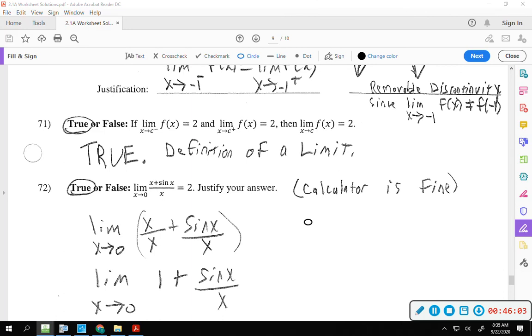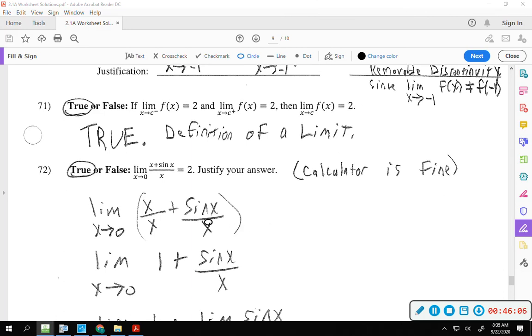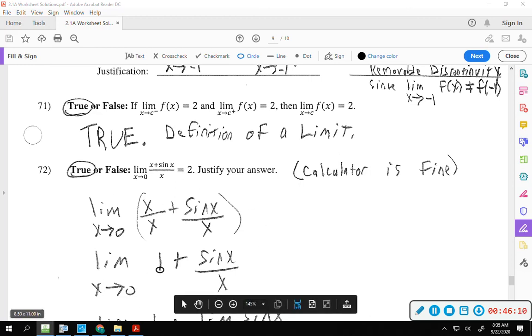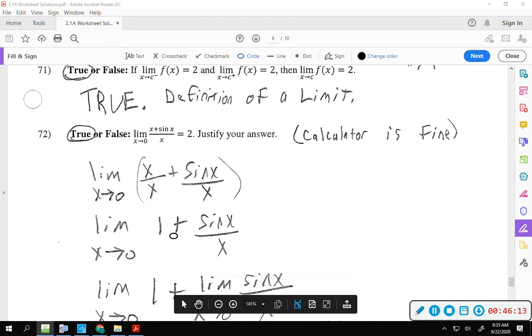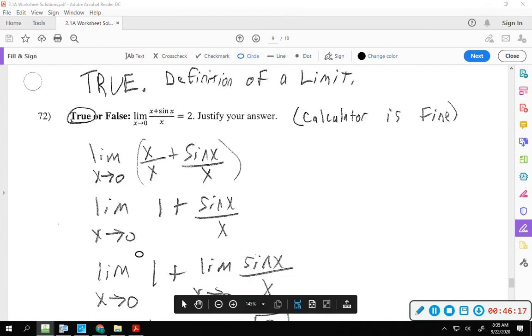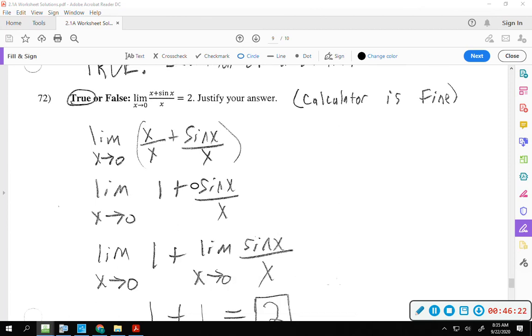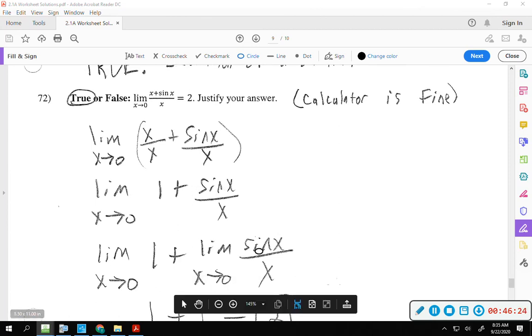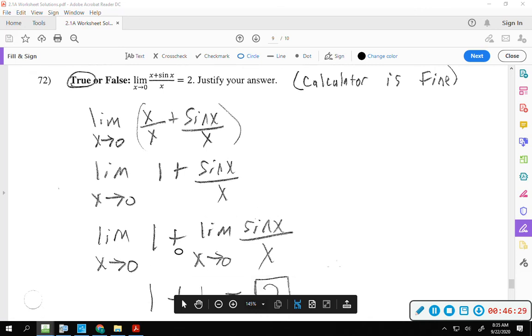72. Is this limit 2? I verified it for you here algebraically. We actually did the same problem earlier. We separate the numerator over the common denominator. I can look at this as two separate limits because I have a property that says the sum of two functions, I can take the limit of those functions separately and then add them together. But the key is we have to remember that this limit is defined to be 1. And we'll look at this one in class. You'll actually see it. Okay? 1 plus 1 is 2.